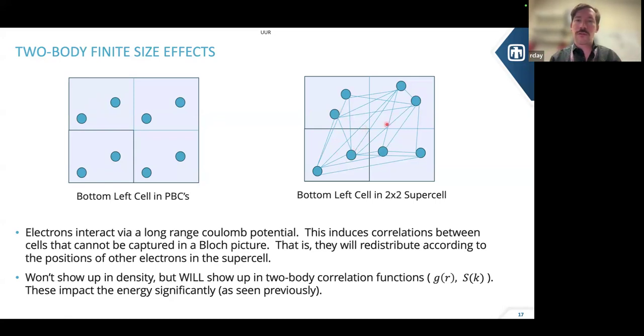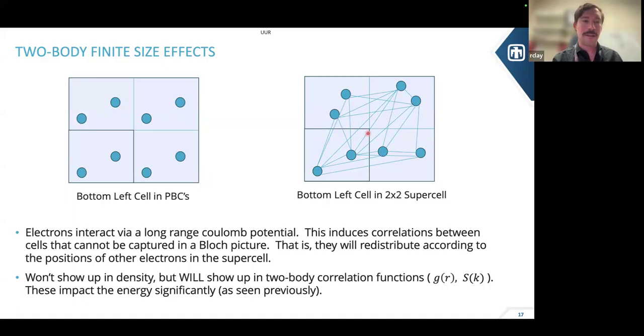as I start evolving this configuration in QMC, these electron coordinates are going to respond to what's happening over here, and what's happening over here, and what's happening over here, and basically to what all the other electrons are doing in the box. They're going to interact by the Coulomb interaction, and the effect of this is basically electron correlation.